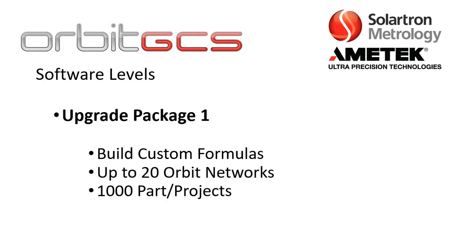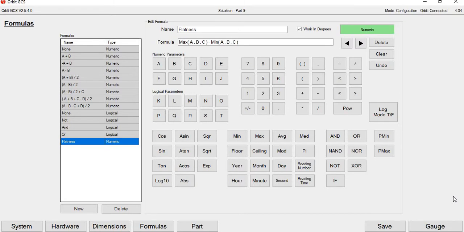Orbit GCS also has an upgrade package where you can build custom formulas, save up to 20 Orbit networks, as well as 1,000 parts or projects. This is the formula screen where you can create whatever custom formula that you wish. It includes logic functions as well as log mode functions.